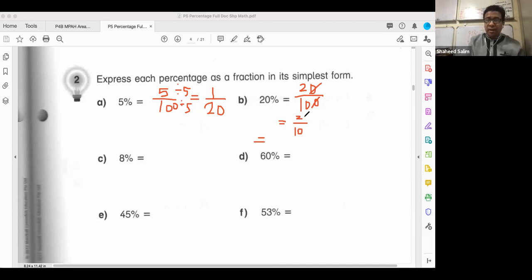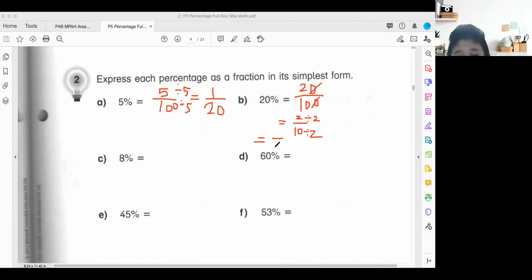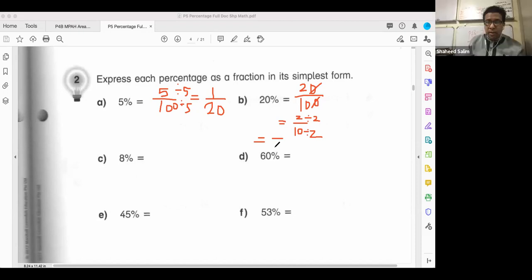Umaira, so what's the answer? Divide by 2. Come on, you can do it. Don't doubt yourself. Divide by 2. What do you get? 2 divided by 2 is what? You write the answer lah. What over what? This is like bringing to lowest terms lah. Simplest form. You can do this. What about the rest?